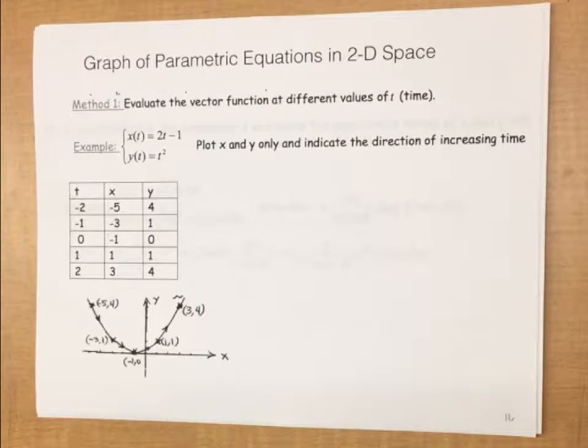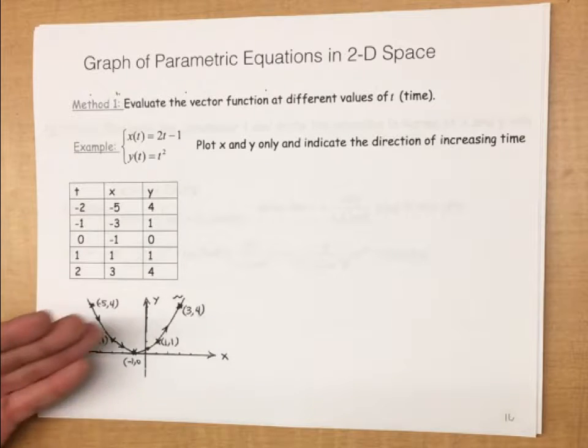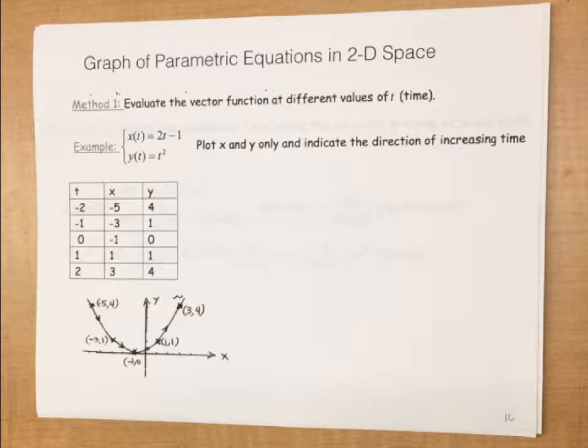And then we are given two methods to graph parametric equations in 2D space. The first one is a simple one where you simply plot x and y and then you see what you get. This one is a little bit tedious and it takes a little bit longer since you have to plot every single individual point.